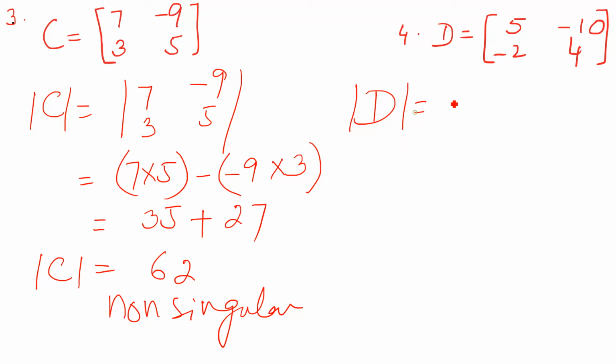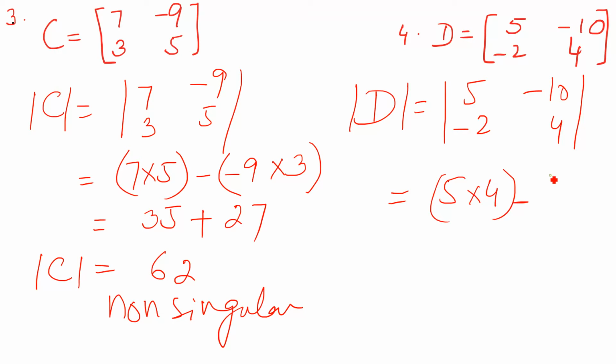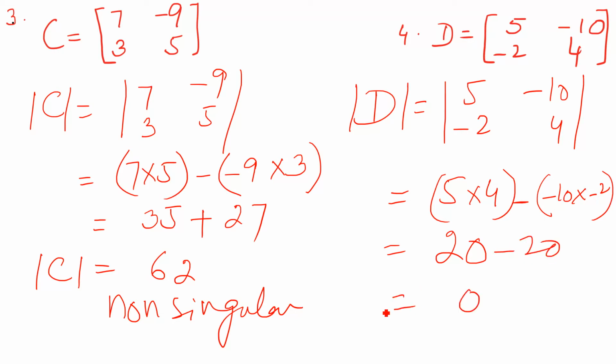Move on to D, 5, -2, and the other entries. So 5 multiplied by 4, and then you use the negative sign, but there are two other negatives as well, -10 and -2. So 5 times 4 is 20. This is minus and minus, plus, 10 times 2 is 20, but this minus makes it negative as well, which is equal to 0. So the determinant of D is equal to 0. It means this is a singular matrix.